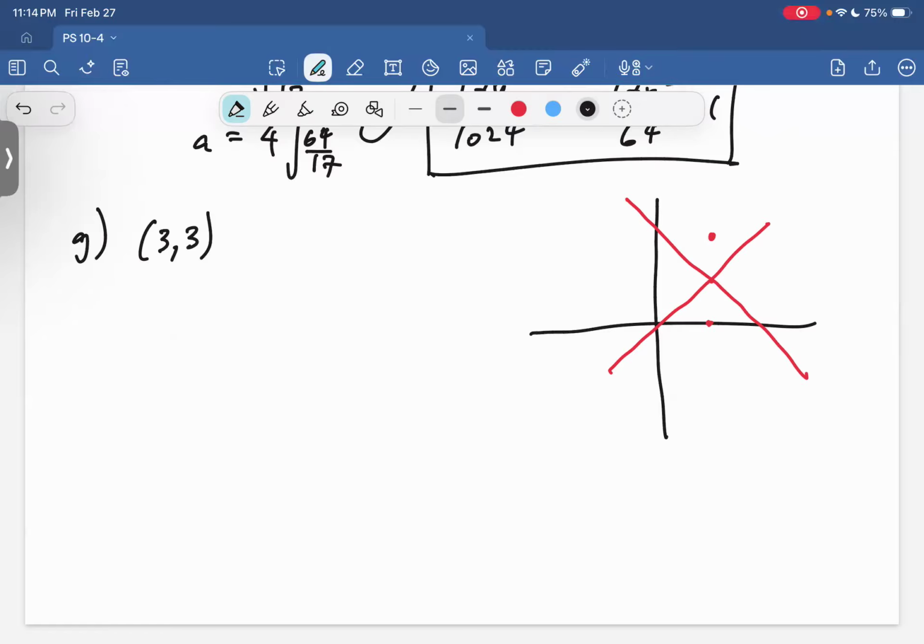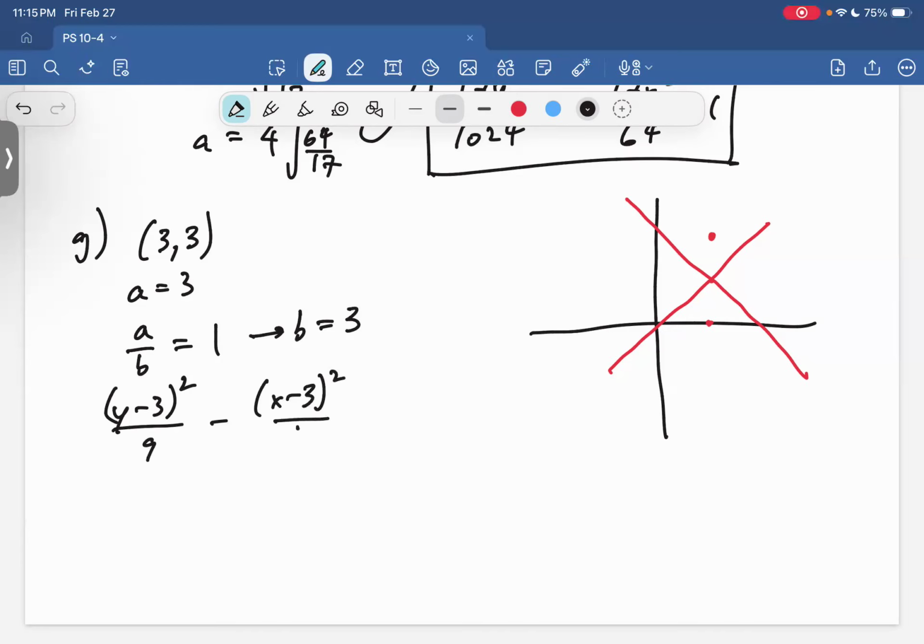And I know that A equals 3 because the vertices are 3 units away. I also know that this is a vertical hyperbola, so the asymptote slopes will be A over B, and that should equal 1 because the asymptotes have slope plus or minus 1. So that just means B equals 3. And now I can plug it into the formula. Here I have a vertical hyperbola, so y comes first. Y minus 3 squared over A squared, minus x squared over B squared.